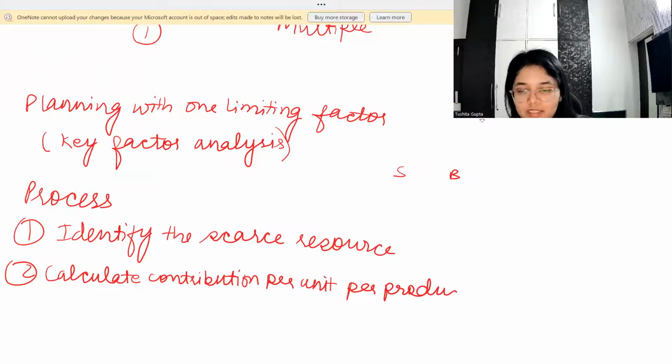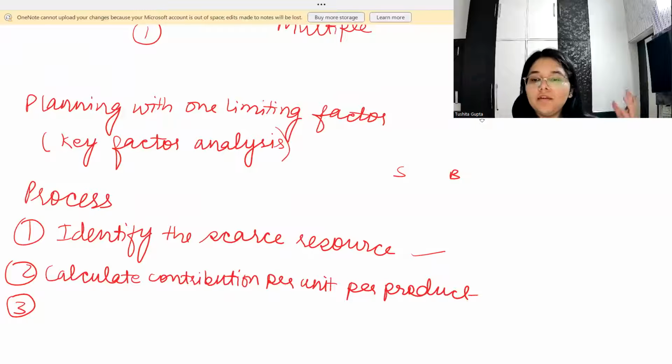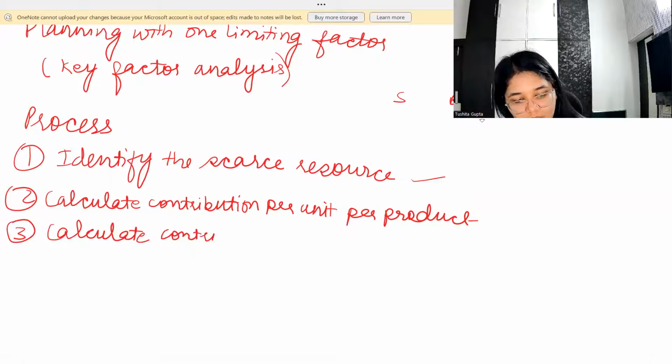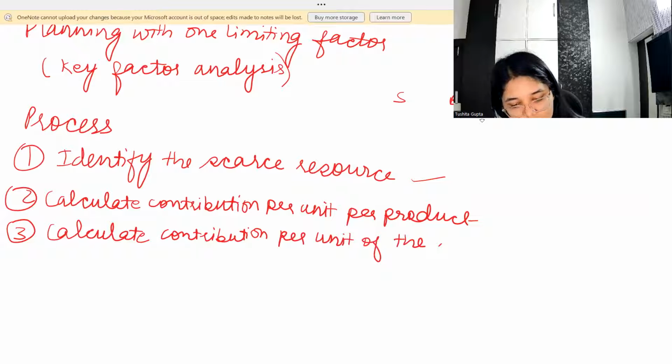Right? Once we do this, the next thing is to find out how much is the contribution that we are earning per unit of the scarce resource that we are using, because the scarce resource is something which we have in a limited quantity, which we have to optimize. So this is something which we are going to find out, how much contribution are we earning because of using per unit of the scarce resource. So the third step will be to calculate the contribution per unit of the scarce resource.